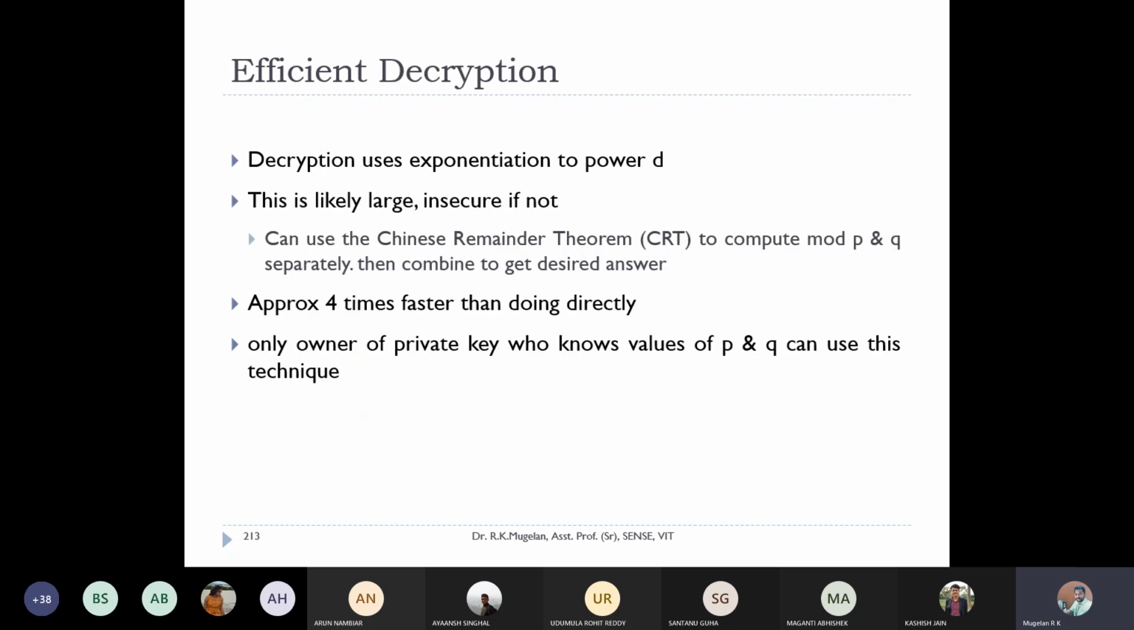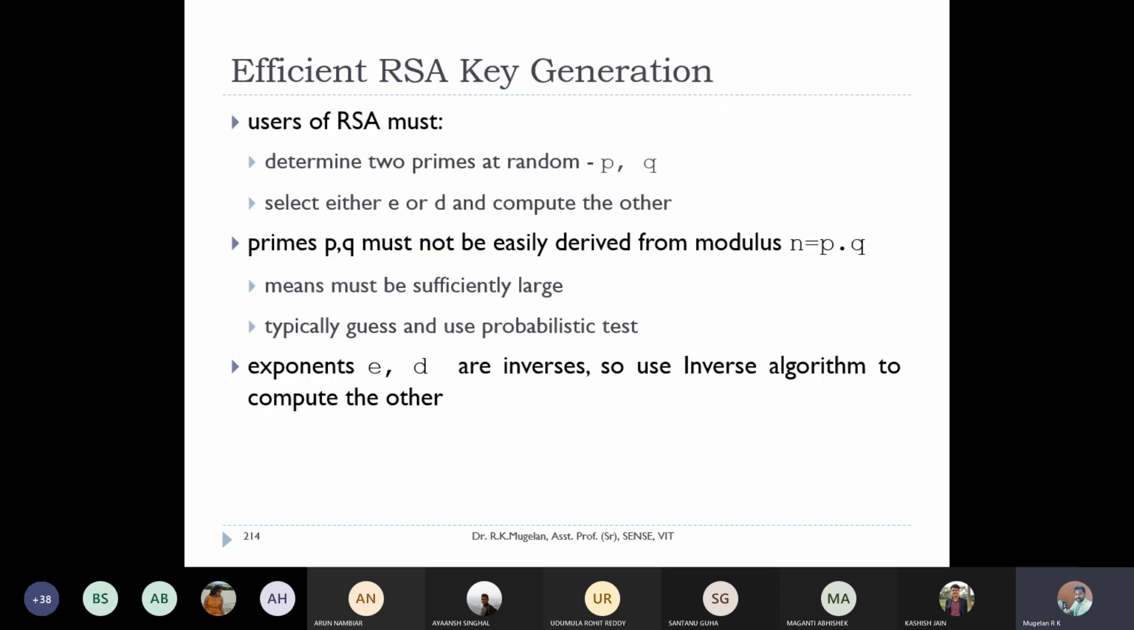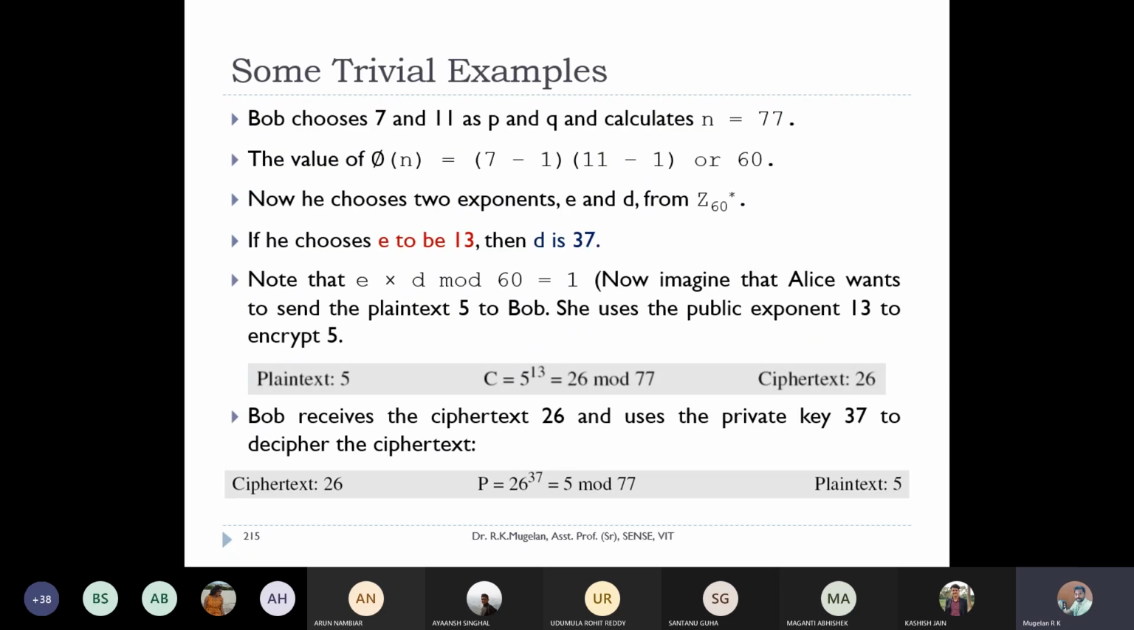And in the decryption process, if you have chosen E to be a larger number, obviously you'll get the value of D also to be a larger number. So it is recommended to choose the values of E and D to be very large. So this is another example, just kept here for your information.